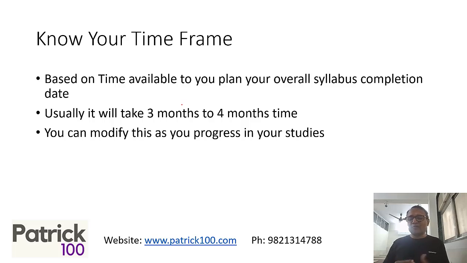Second, know your time frame. Let's say I want to complete my syllabus in 3 months or 4 months, depending on the time available to me. Say I'm going to start right now, and in 4 months' time I want to complete my syllabus. You can modify that a bit as you progress. If you realize you are not able to complete the syllabus, maybe extend the time. Maybe you can start with a 3 month plan, and as you find it difficult, extend to 3.5 or 4 months. That's fine, but don't extend too much.